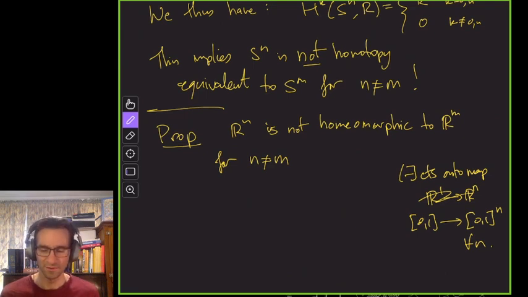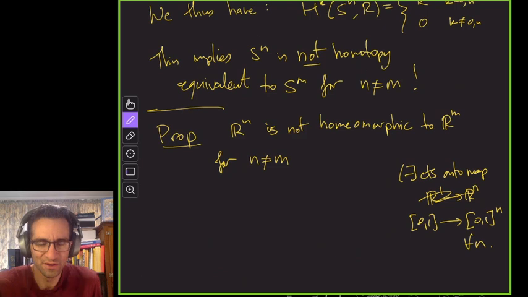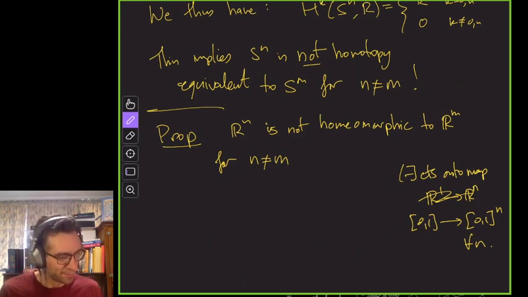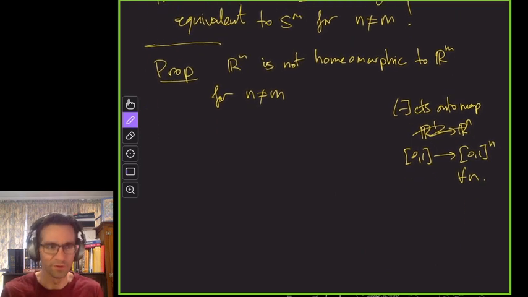So that's totally mind-blowing. That's why people were really worried about how you even know that dimension is a topological invariant. So here we can prove it.